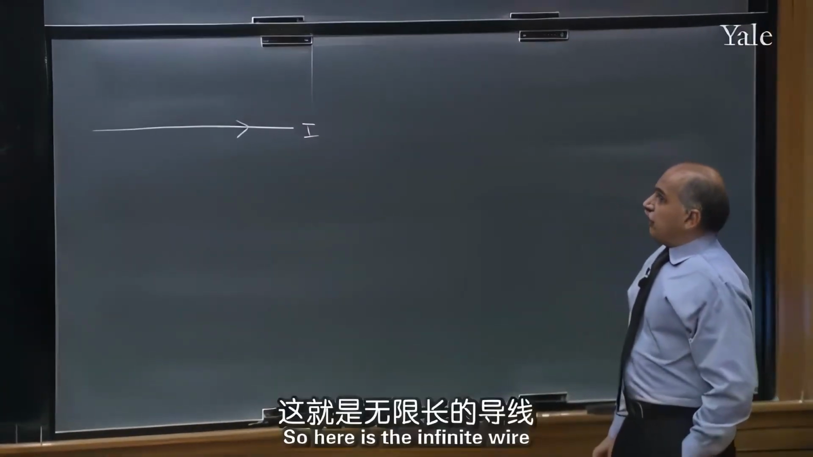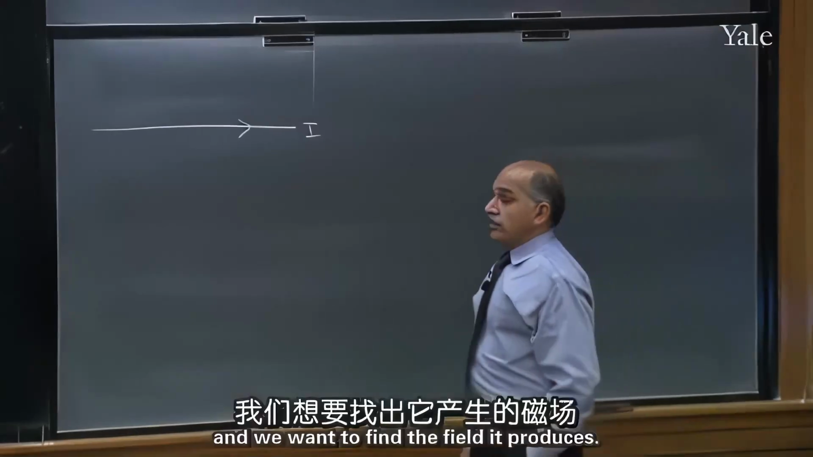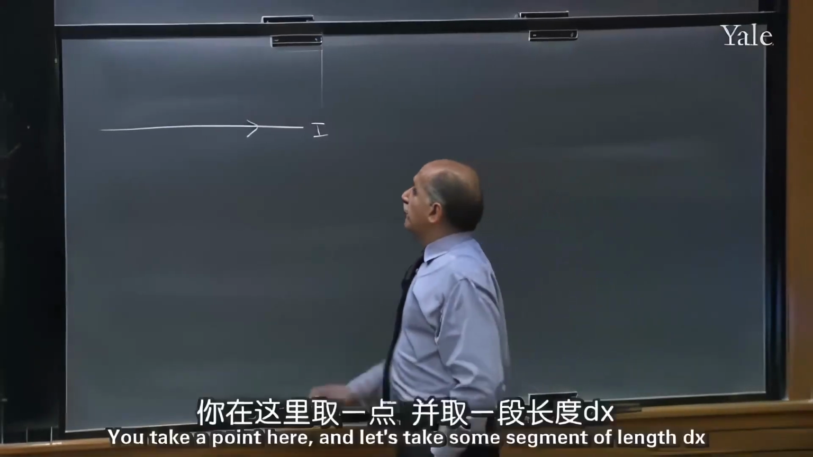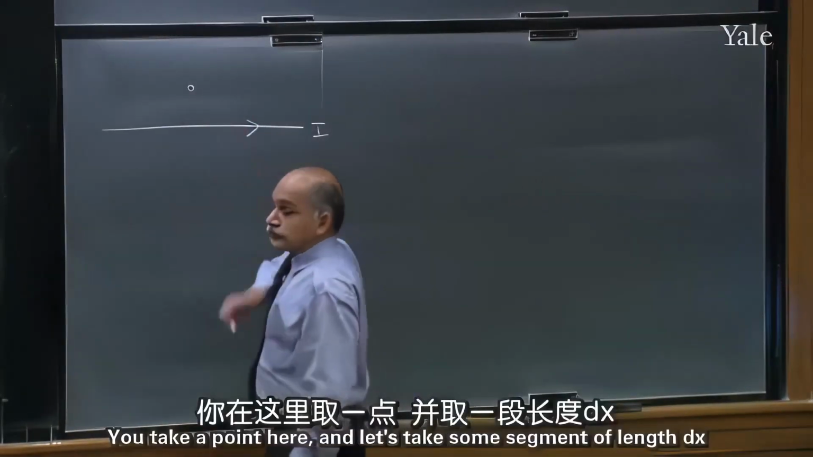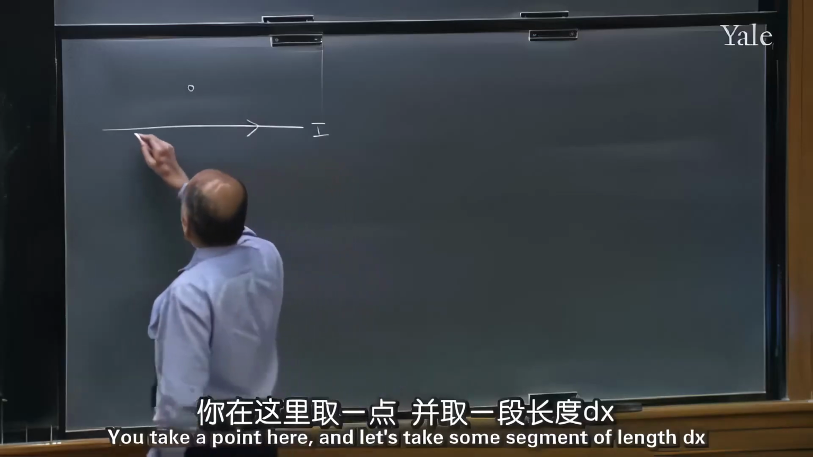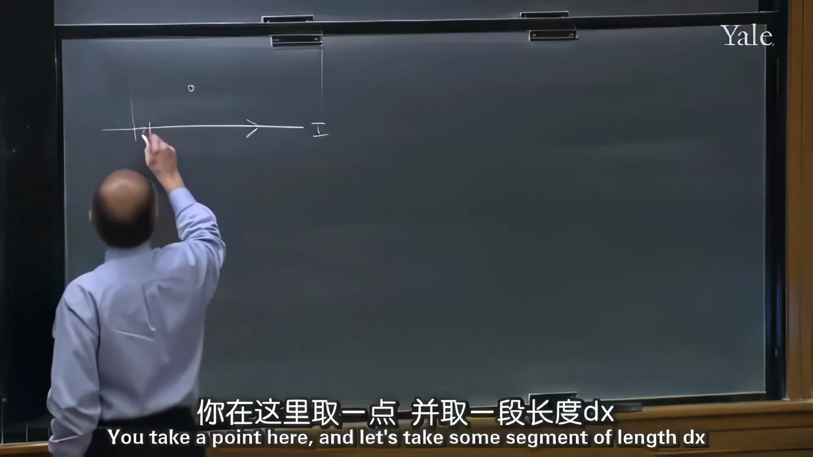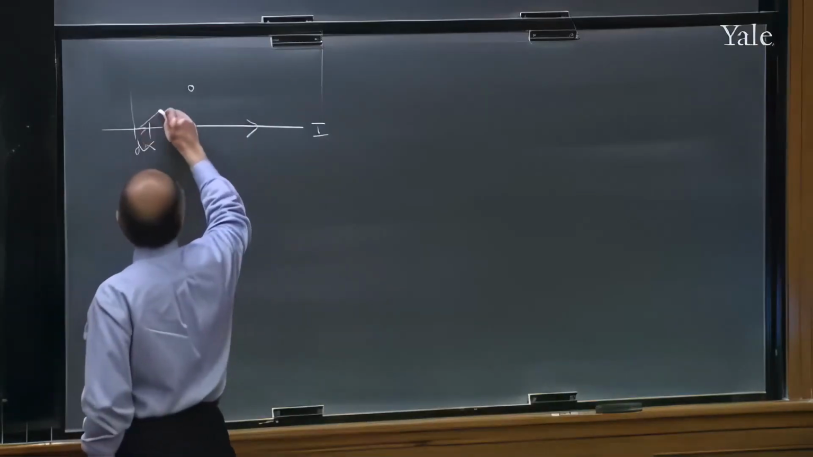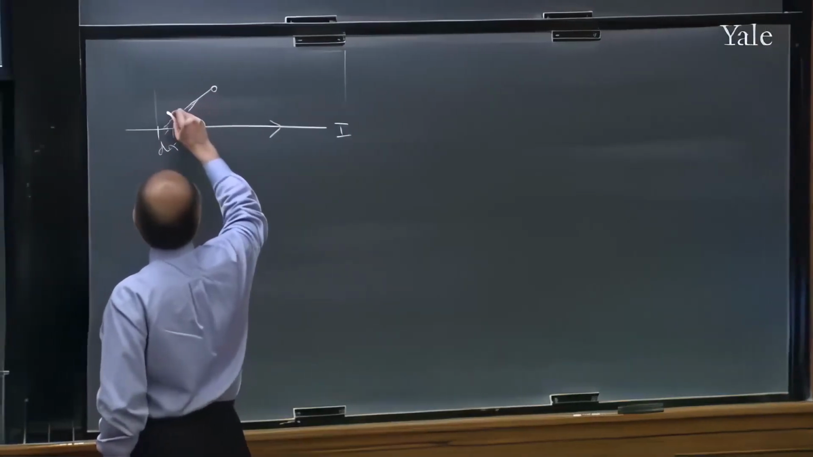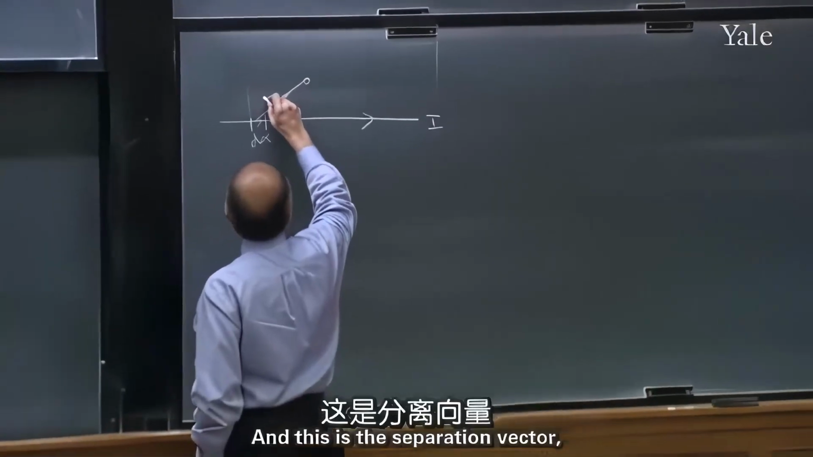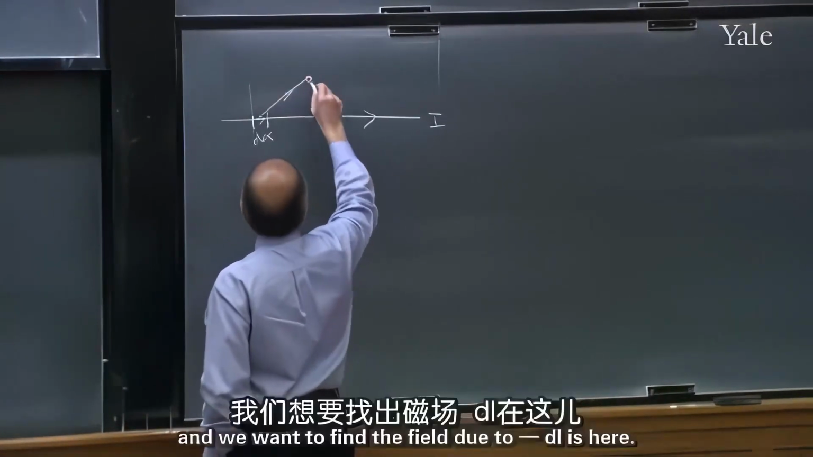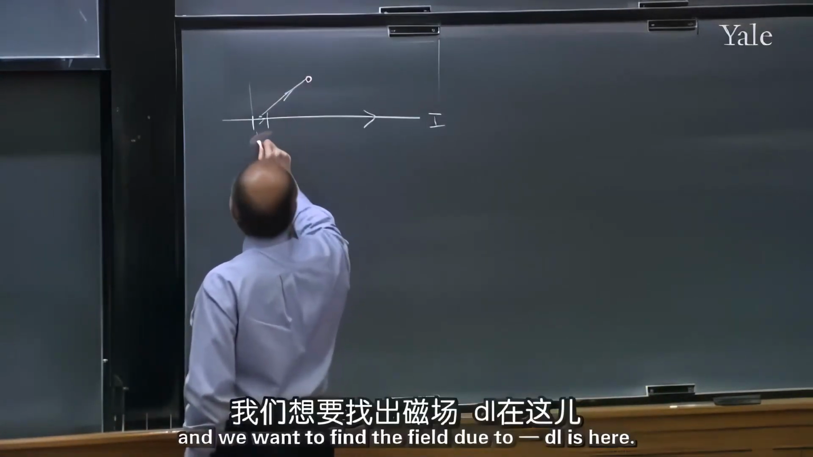Okay, so here's the infinite wire, and we want to find the field it produces. So you take a point here, and let's take some segment of length dx. And this is the separation vector, and we want to find the field due to, if you want, dl is here.